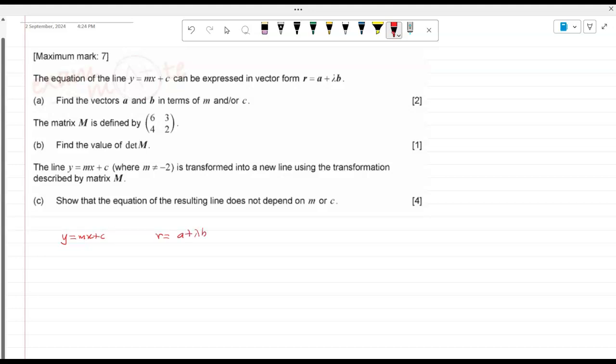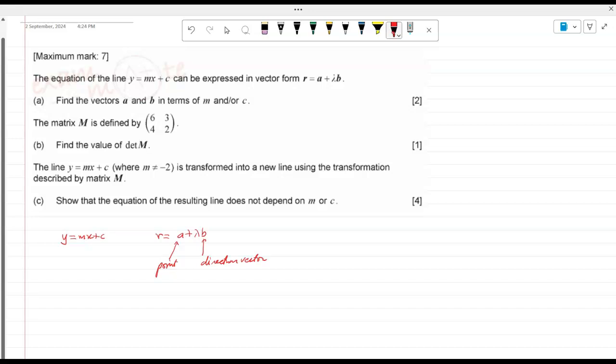Now you need to understand each. What is a and what is b? What is a? A is a intercept. No, it's a point on a line, a known point on a line. And what is b? A directional line. Direction vector.